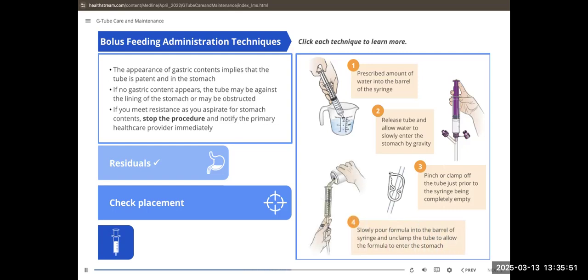Slowly pour formula into the barrel of the syringe and unclamp the tube to allow the formula to enter the stomach. Continuously refill the barrel before it completely empties to prevent air from entering, until the entire prescribed amount of formula has been poured into the syringe. Pinch or clamp the G-tube just prior to completely emptying the syringe.